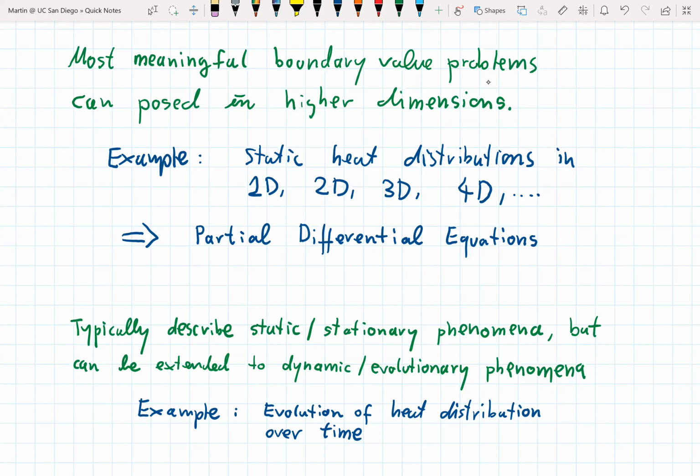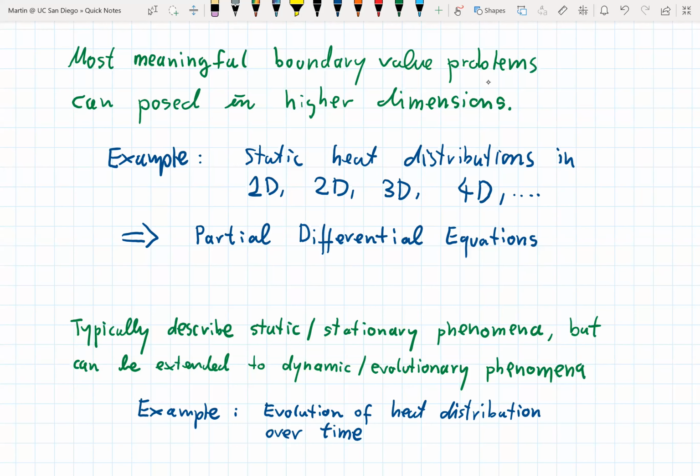In that context, these boundary value problems will be stated in terms of partial differential equations. A partial differential equation is an equation that involves the partial derivatives in different directions of an unknown function in different variables. Now, partial differential equations are not going to be part of this class. We will see a few examples of those for motivational purposes in order to improve our understanding of what is actually happening.